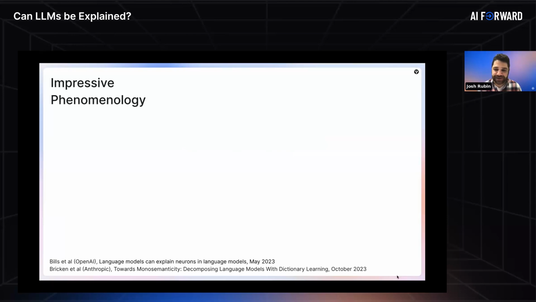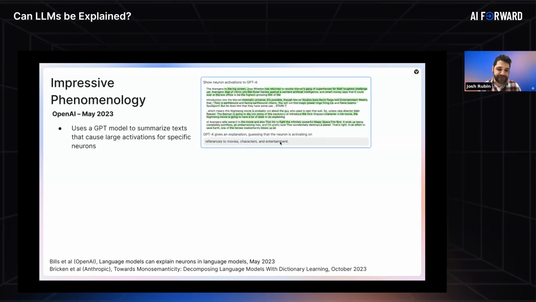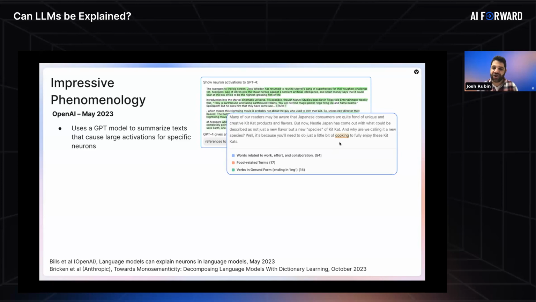So here's a slide on impressive phenomenology. These are results from May from OpenAI, where they try to use a GPT model to summarize the activations of neurons of a smaller transformer model. They feed it lots of examples that excite particular neurons in the system, and then they ask GPT-4 to give an explanation. So, this particular neuron is stimulated by references to movies, characters, and entertainment. You can then go back and pick a particular word in an output and try to understand a lot of things about what the model is thinking by what's stimulated in it when it's doing its prediction.